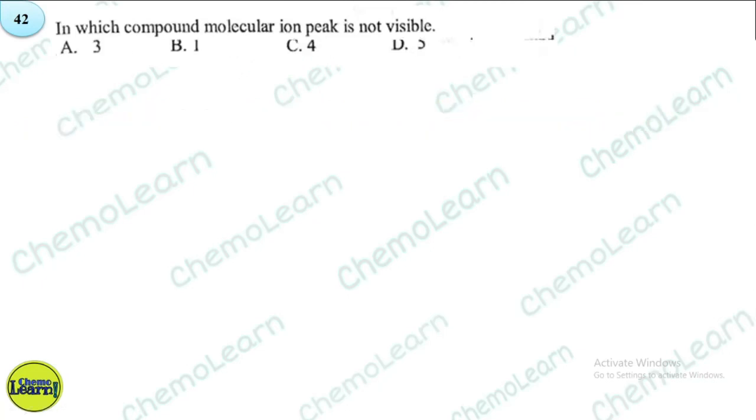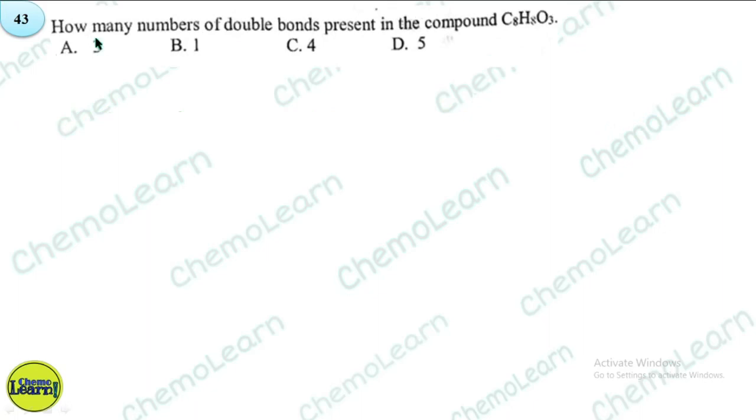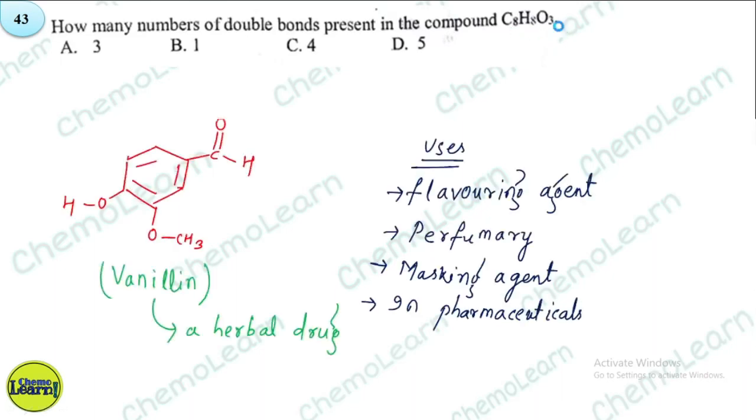Question number 43. How many double bonds are present in the compound C8H8O3? This molecular formula is for vanillin. Vanillin is a herbal drug and it is used as a flavoring agent, in perfumery, etc. So it has 4 double bonds: 1, 2, 3, 4.